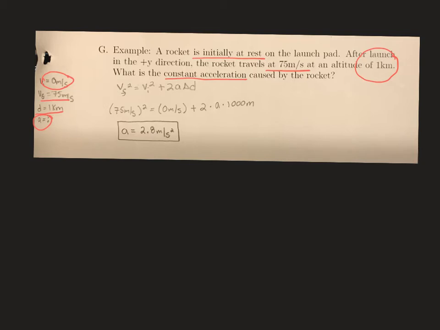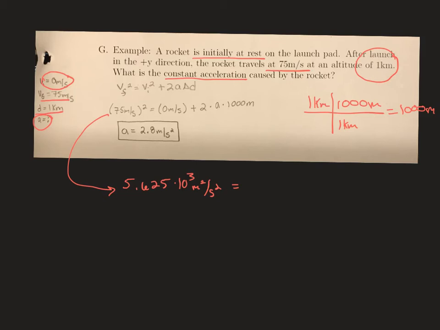Acceleration is our unknown. And then, since we always need to be in SI units, I converted the 1 kilometer into meters. So I plugged in the 1,000 meters. So let's expand on our math a little bit here. 75 squared is 5.625 times 10 to the 3. And because we squared the number, we also squared the units. So the units become meters squared per second squared.